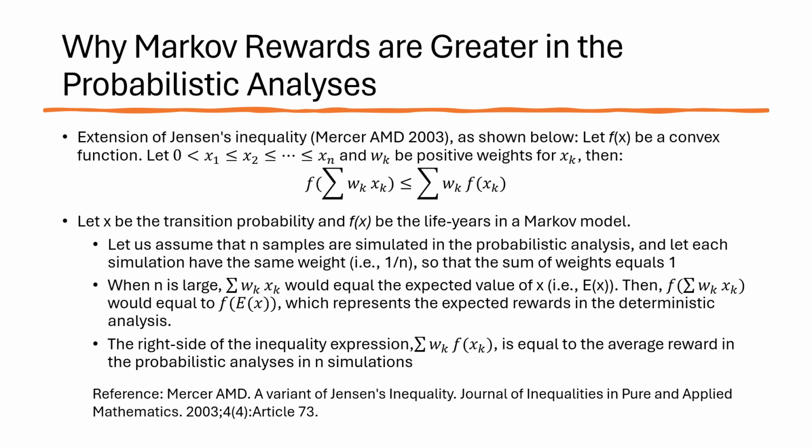When model inputs are obtained from strong evidence, the parameter uncertainty is small and is concentrated around the mean value, so the rewards, life years and QALYs, derived from probabilistic analysis will be close to the rewards derived from deterministic analysis. However, if model inputs are obtained from weak evidence, the range of model inputs is wider, so the differences in rewards between probabilistic and deterministic analyses can be larger. Therefore, weak evidence generally leads to greater or equal life years and QALYs compared with strong evidence.